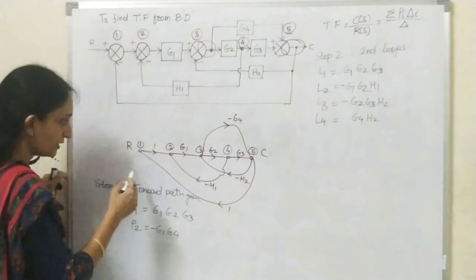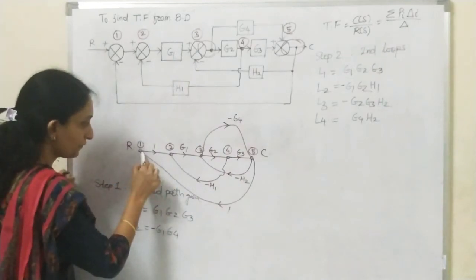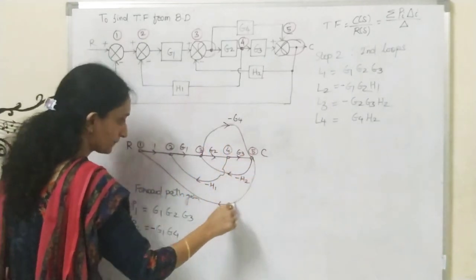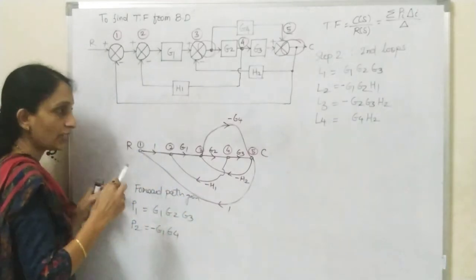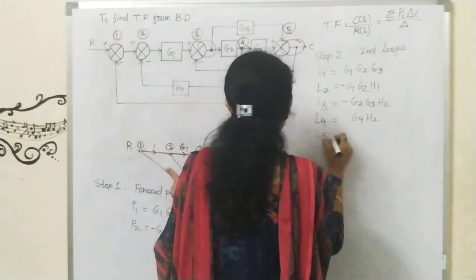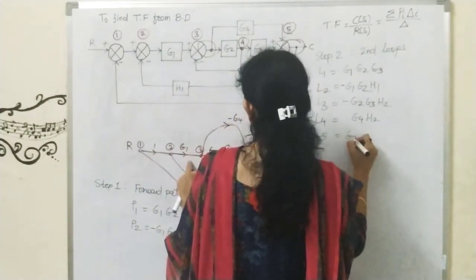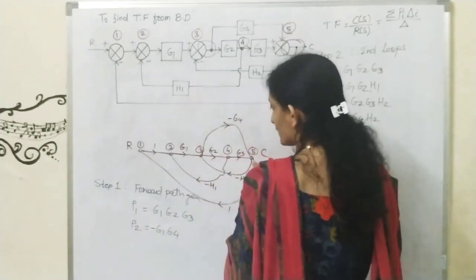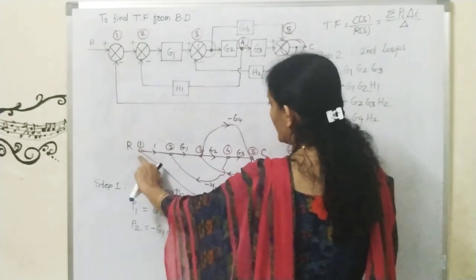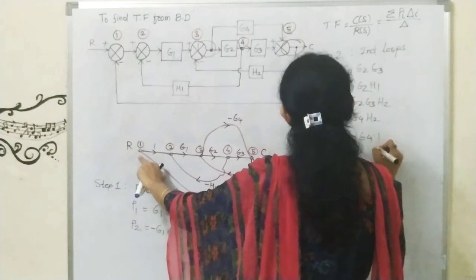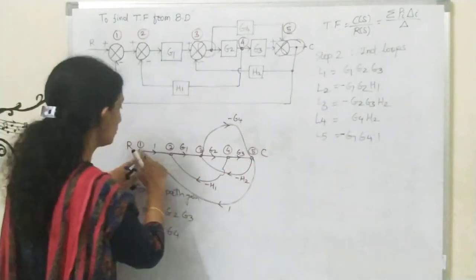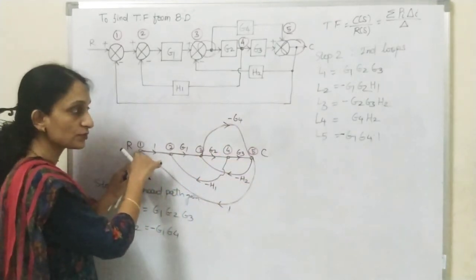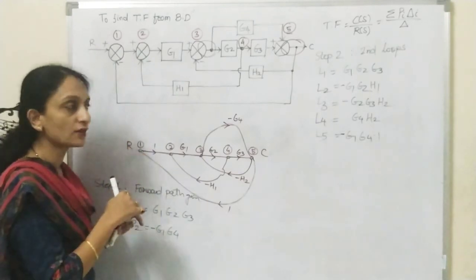Now you can see here one more loop is there. So you need to find the correct number of loops. Look at this, this is the outer loop. I will consider loop number 5 as L5 is equal to 1 into G1. Then here minus G4 is there, so I will put minus here. Then here 1, so I will multiply it with 1. So loop 5 is G1 minus G4 into 1. It is coming back to input, so this is the bigger outer loop. So the total number of loops is 5.